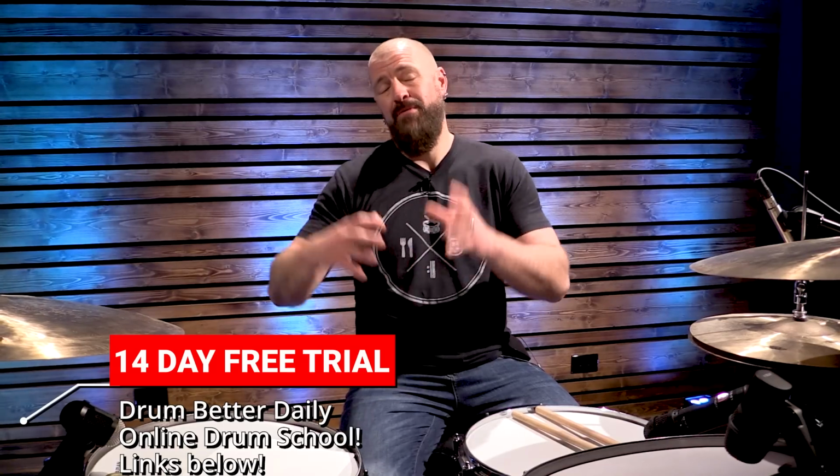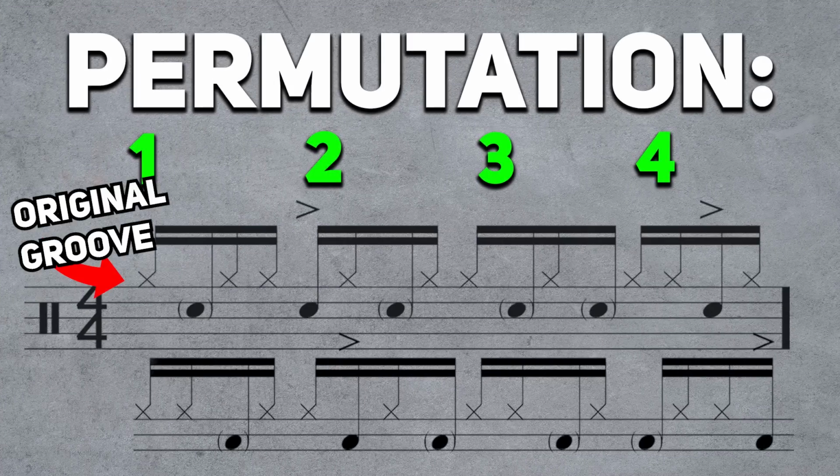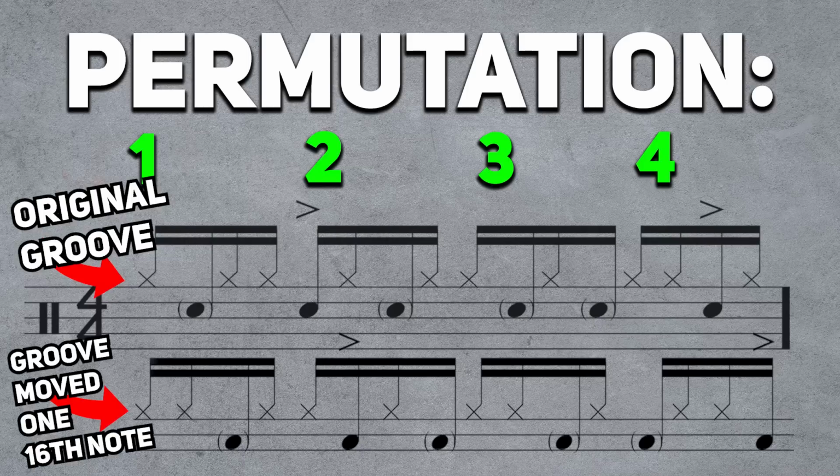The official definition for permutating a drum beat is the act or process of changing the lineal order of an ordered set of notes. In layman's terms, all the notes stay in the same order, but we're gonna change where we start beat one within that pattern. Let's take that drum beat I played earlier.